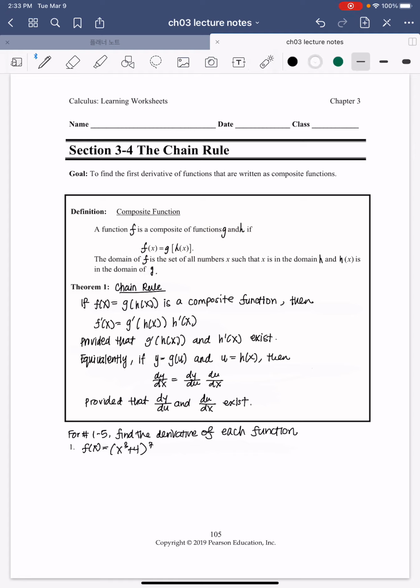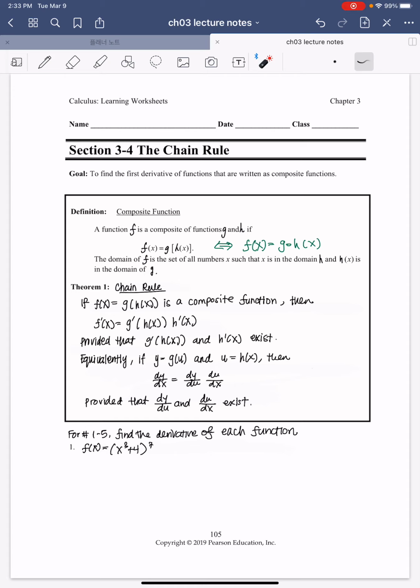In other words, this is the symbol that you are familiar with: f of x is g of h of x. So that's equivalent. The domain of f is the set of all x such that x is in the domain of h and h of x is in the domain of g. So if the function can be written as a composite function, then we apply the chain rule.